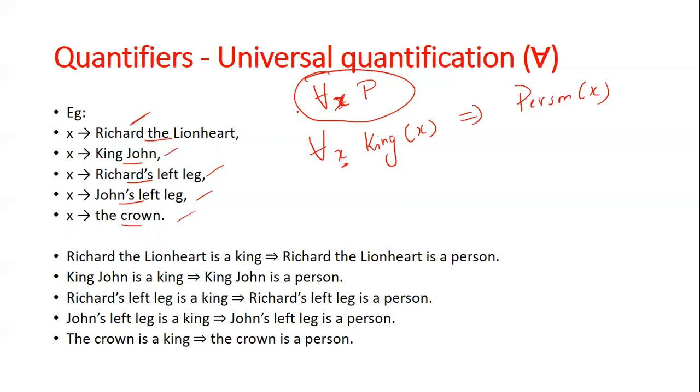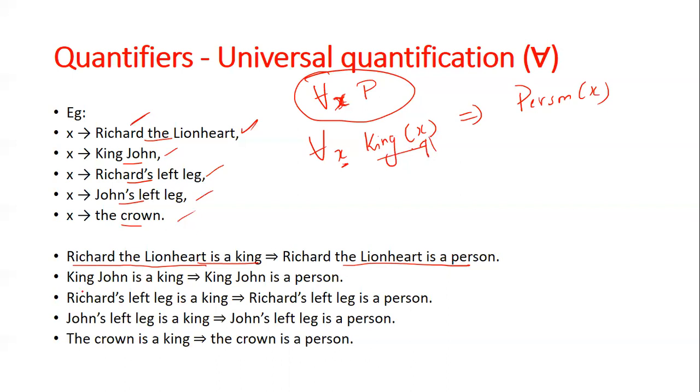Now the universal quantifier says that for all x it should be true. So let us check that. Let us take the first one, x as Richard the Lionheart. So what does it mean? It means that Richard the Lionheart is a king, which implies that Richard the Lionheart is a person.